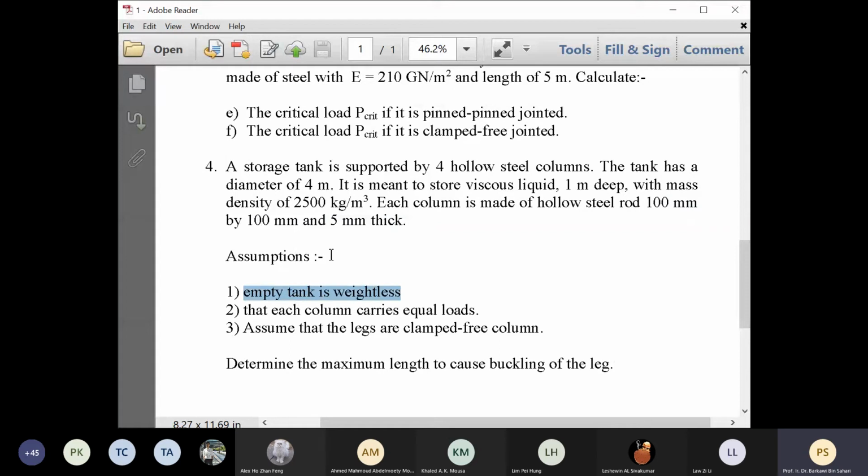In other words, you ignore the weight of the tank in calculating the length of the column to cause buckling. You need to assume that the weight of the tank is not there. There are 4 columns, so it's assumed that each column carries equal load, and another one is the legs are clamp free condition. In other words, clamped at the bottom and free at the top where the tank is. Okay, so now at first it is not clear what is the question, right?